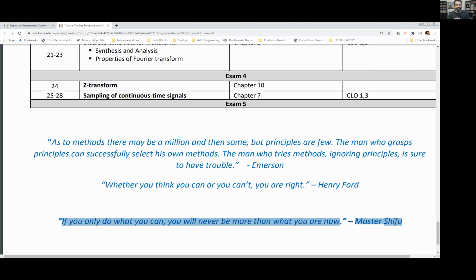Actually, this particular quote of his is: if you only do what you can, you will never be more than what you are now. This is a quotation that I start all of my courses with, and you should start your semester, your LUMS academic career, or anything that you do with it. We need to get out of our comfort zones and do the things that we cannot do. That's the point of learning.